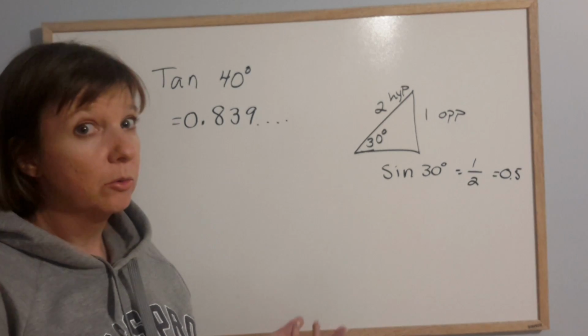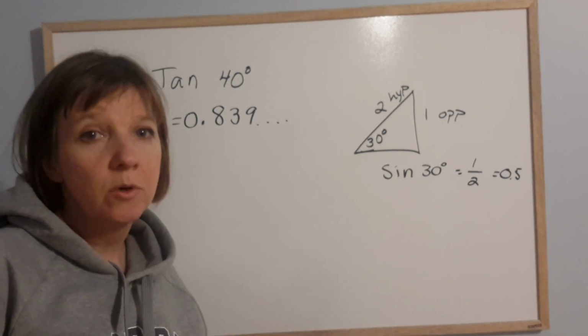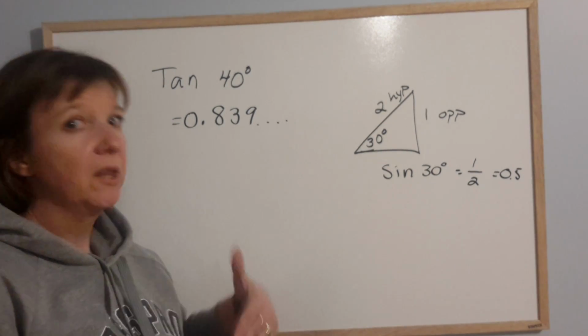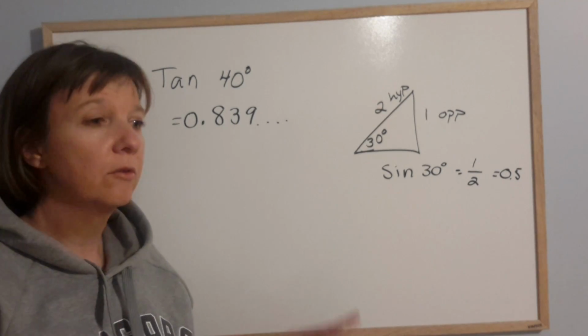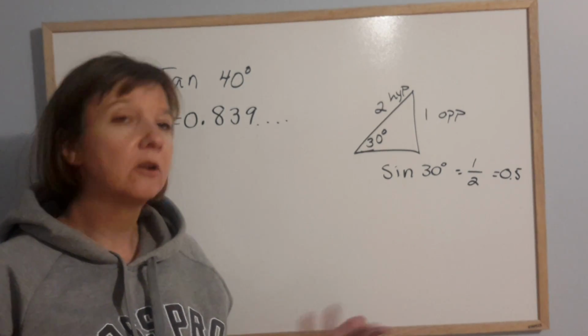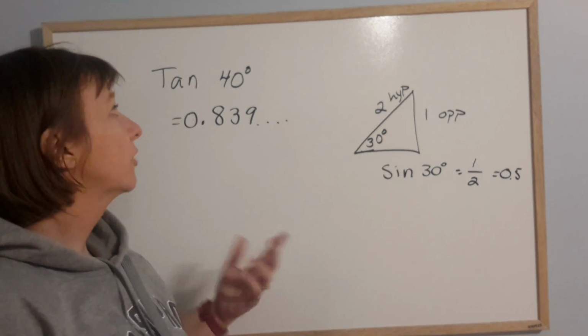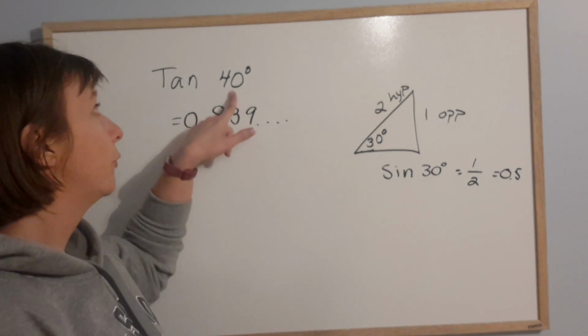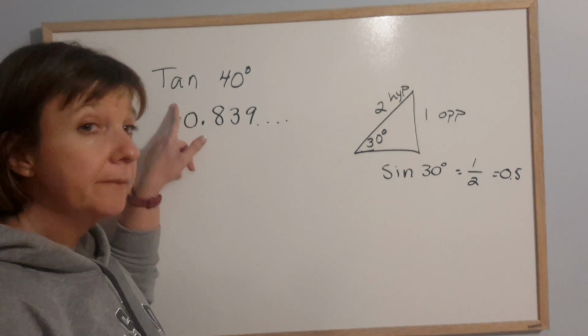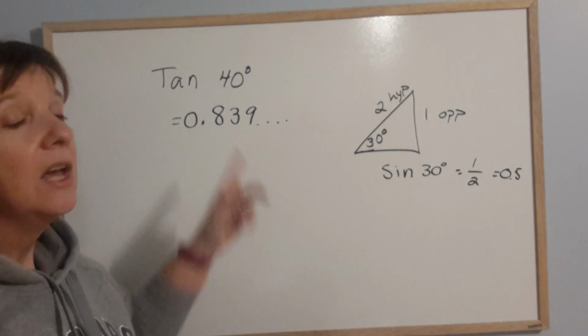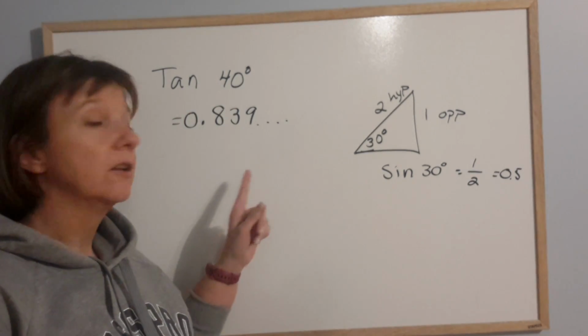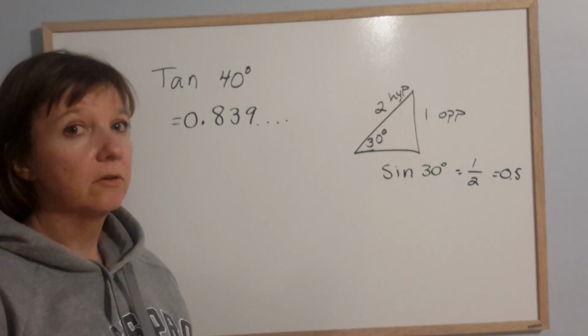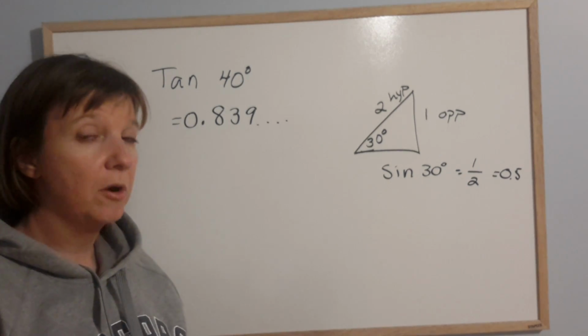So no work to show, yay for some of you. It's just playing with your calculator. For those of you who have what I call a backwards calculator, you know who you are, you actually have to put that in backwards. You have to put 40 and then hit your tan button, and then you get that answer.